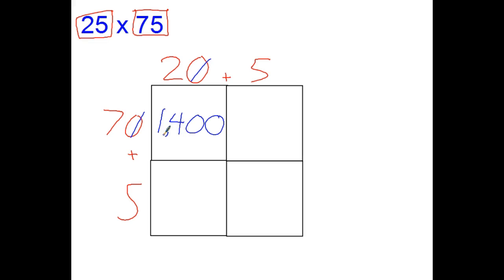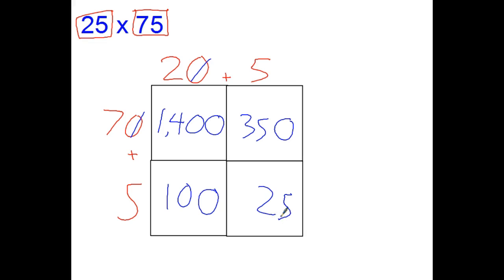Down here on the bottom I got 5 times 20. So I got 1 zero, and then 5 times 2 is 10. So that equals 100. 5 times 70, I got 1 zero, and 5 times 7 is 35. And finally, 5 times 5 is 25.